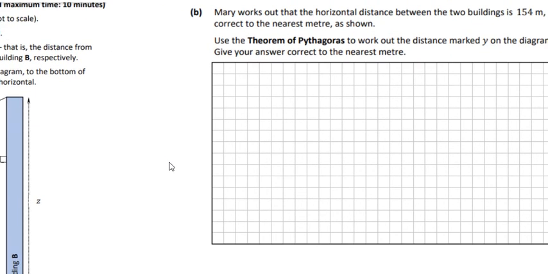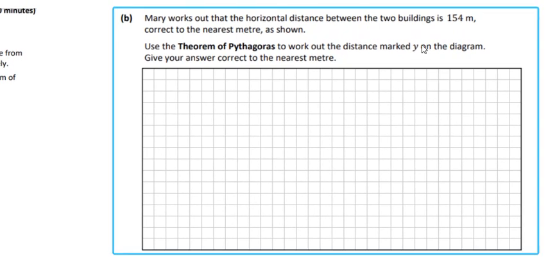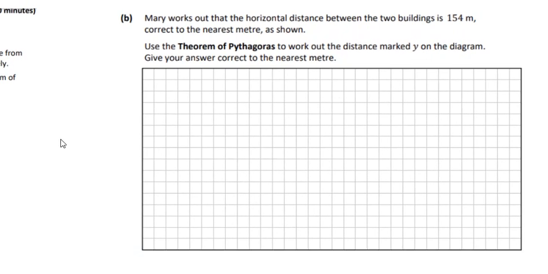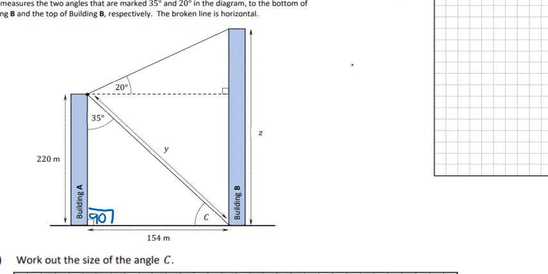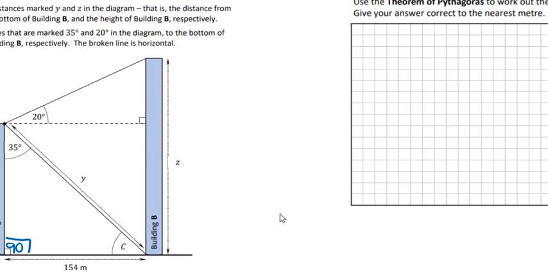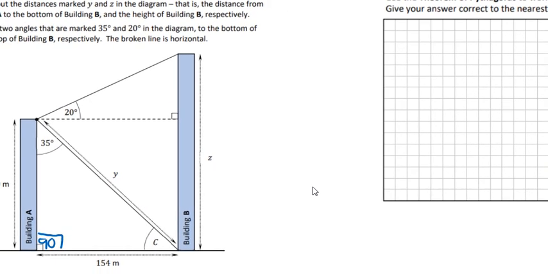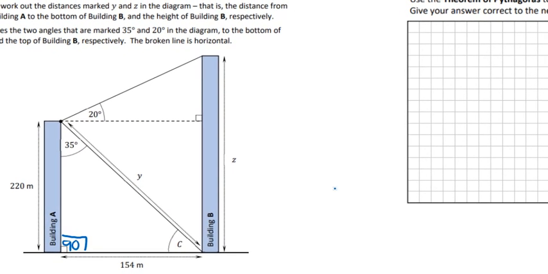Part B then asks us to use the theorem of Pythagoras to work out the distance marked y on the diagram. So back to the diagram, we're asked to work out y now. We're even told here to use the theorem of Pythagoras. Pythagoras' theorem states that the sum of the squares of the two small sides of a right angle triangle, which we have here, is equal to the square of the large side. So we're looking at this right angle triangle here now. You can ignore the rest of the diagram for the minute.